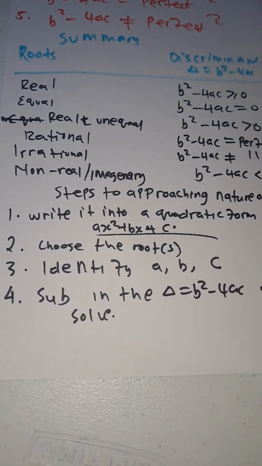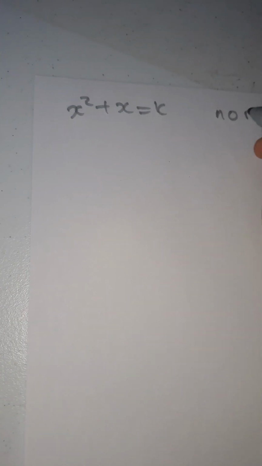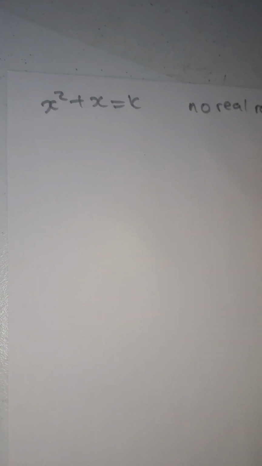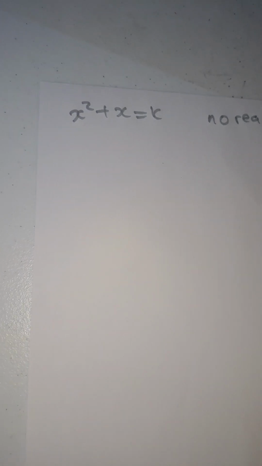Okay, is it fine now, guys? This is how you do it. So now let's check an example. So now you're gonna do an easy equation, then you'll do more as time goes on. So it says, for which values of k will the equation x squared plus x is equals to k have no real roots? Okay, no real roots. It means what, your discriminant must be less than 0.